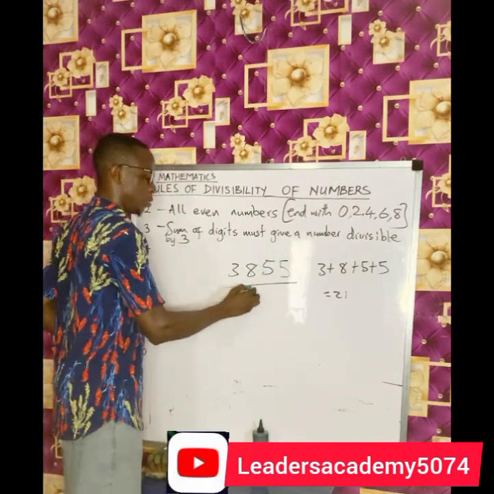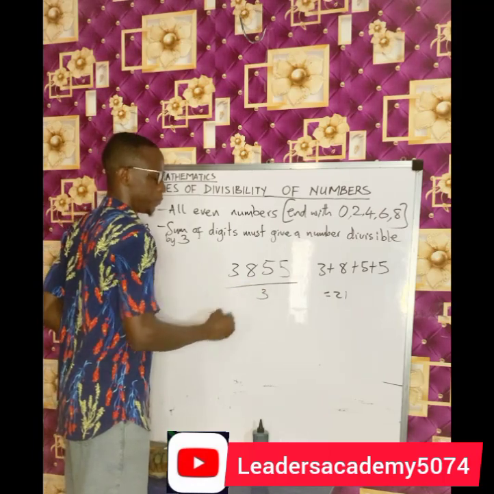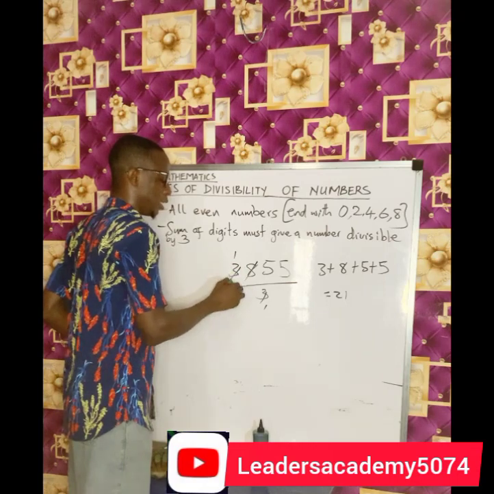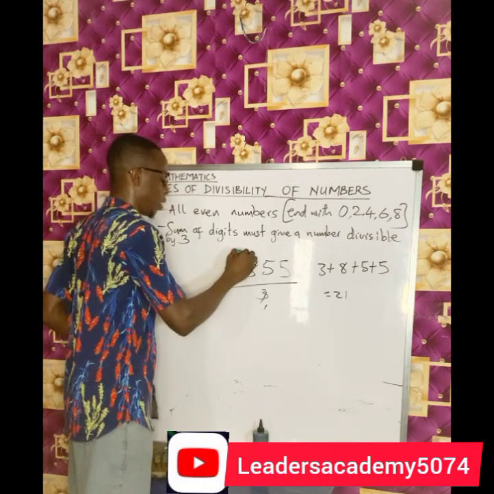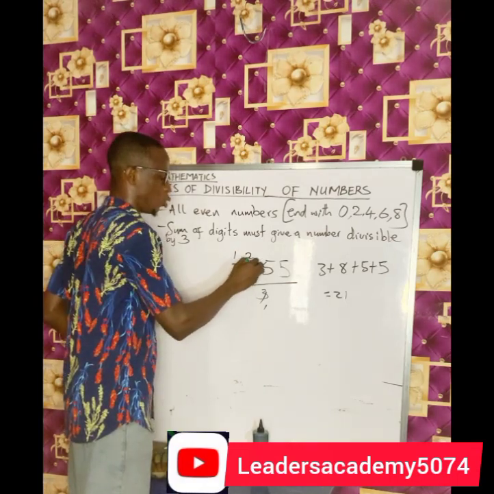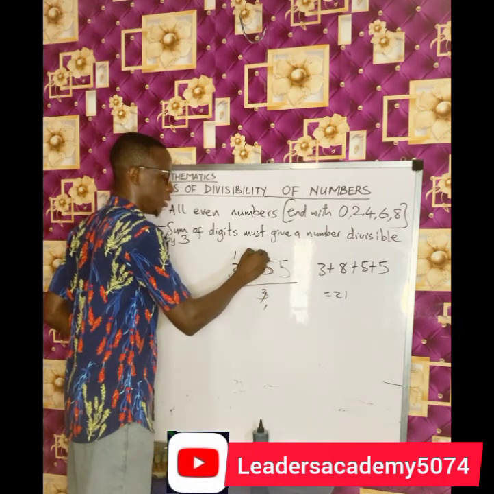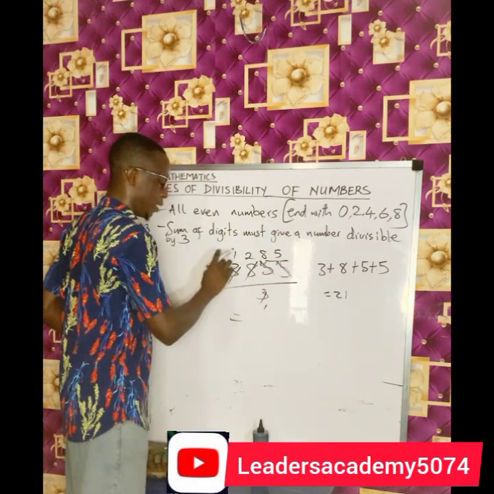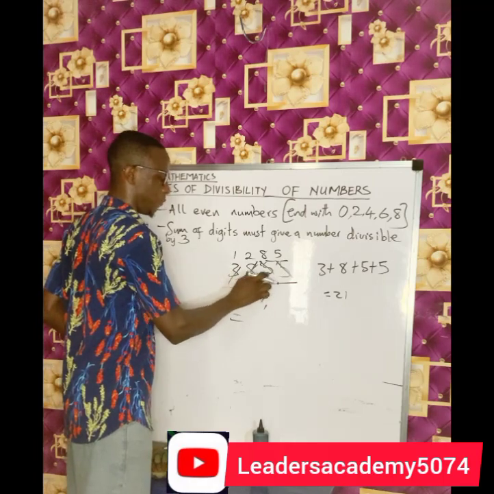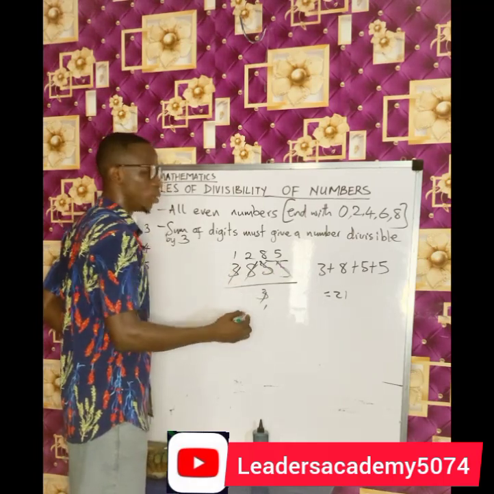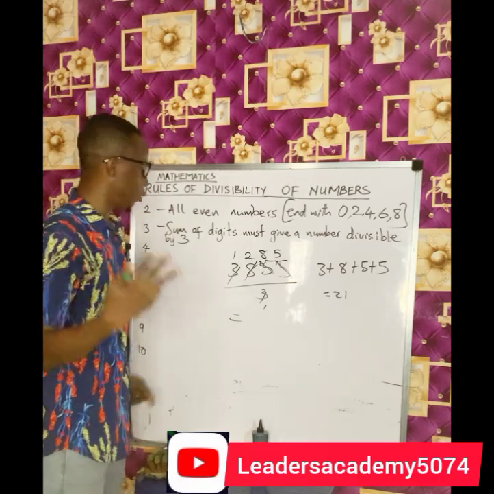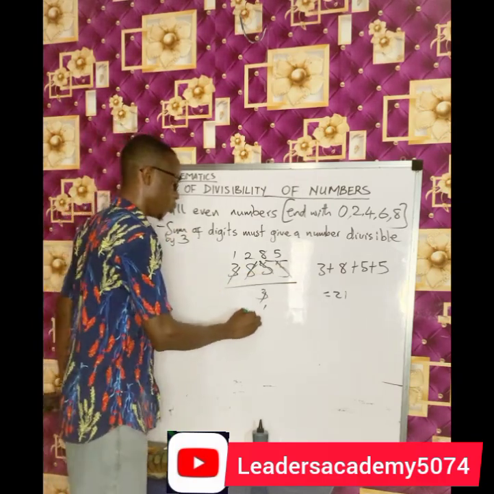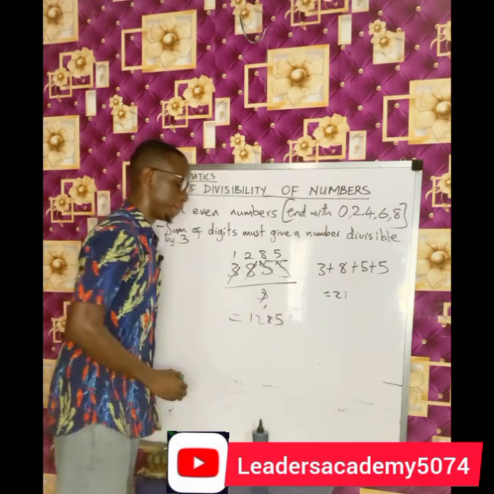Let's check that. 3 into 3 is 1. 3 into 8 is 2, remainder 2. In 25, 3 goes 8 times, remainder 1. In 15, 3 goes 5 times. So this big number, 3855, is divisible by 3, because the sum of its digits gives you a number that is divisible by 3. The result is 1285.